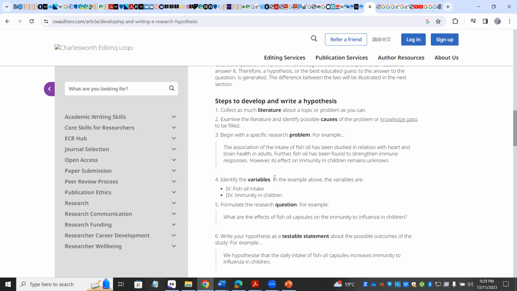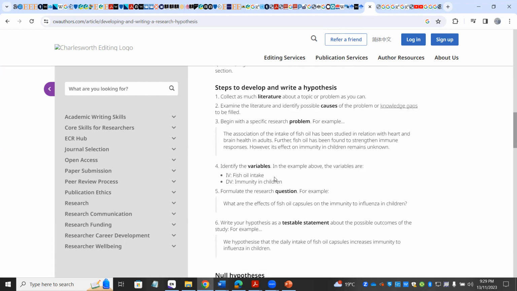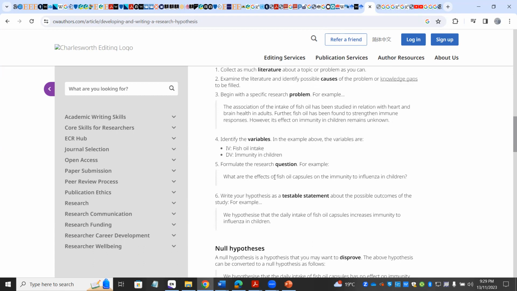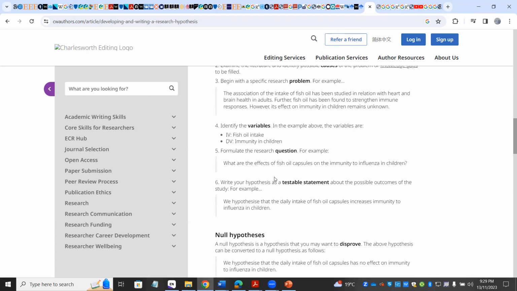The first variable, the independent variable, is the fish oil intake. The dependent variable will be the effects on immunity in children. So from here, you formulate your research question. You are writing your paper, you are doing your thesis, you formulate your research question. For example, what are the effects of fish oil capsules on immunity to influenza in children? So you formulate a question like this.